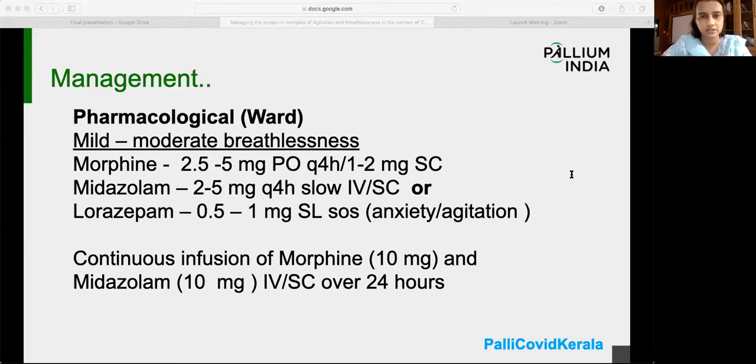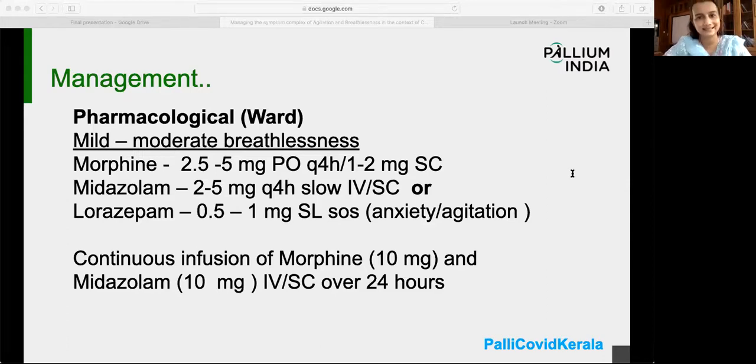Now, as I mentioned in the pathophysiology, breathlessness can be associated with anxiety. So if there's evidence of anxiety or a panic attack, you can start a benzodiazepine. Again, a low dose benzodiazepine. You can start midazolam, which is very short acting, 2 to 5 milligrams every 4 hours, given IV or subcut. Or you can give orally: lorazepam can be given sublingually, 0.5 to 1 milligram sublingual as needed for anxiety and agitation.